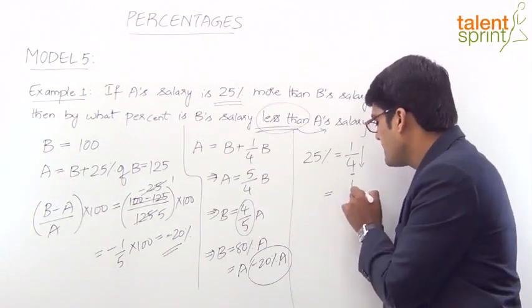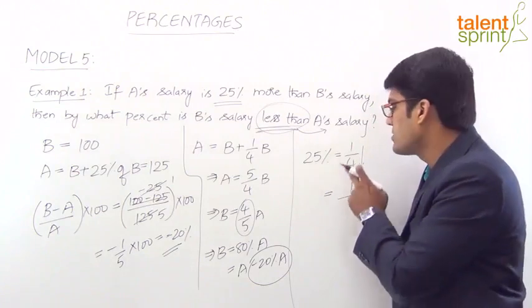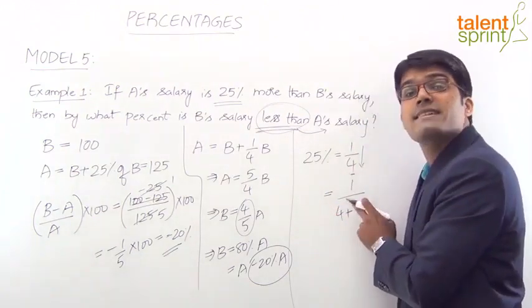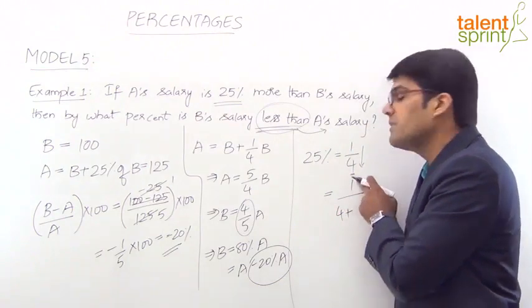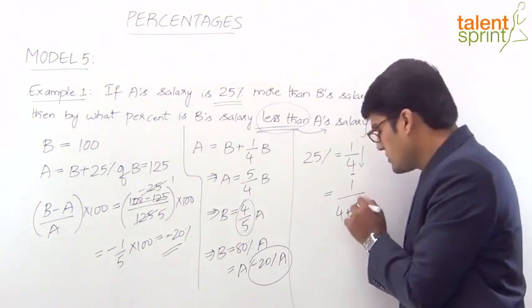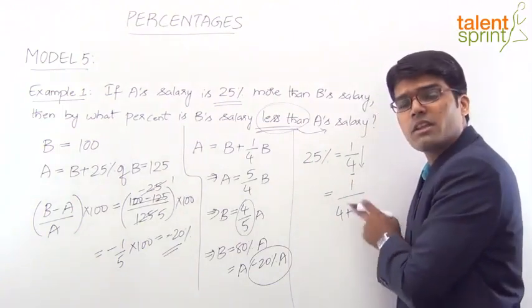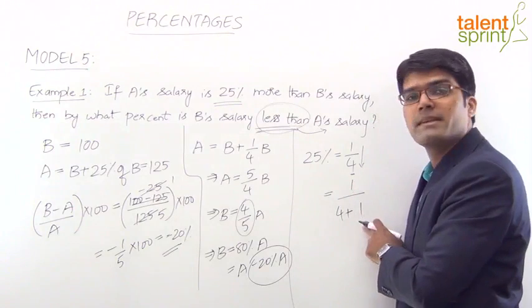1 by 4 will become, see, the numerator will remain as it is. We will not touch the numerator. So 1 remains 1. Increase the denominator: 4 plus something. What is that something? That something is nothing but the value given in the numerator. What is the numerator here? 1. So increase by 1. If the numerator is 2, increase by 2. If the numerator is 3, increase by 3. Whatever is the value in the numerator, increase the denominator by the same value.